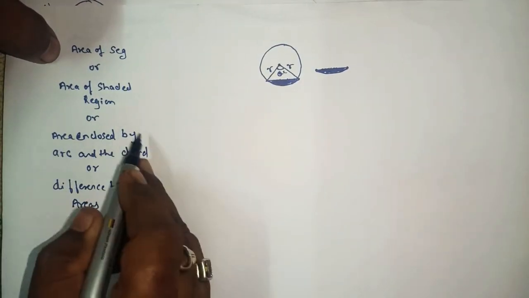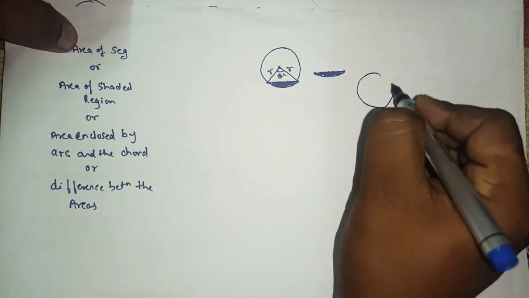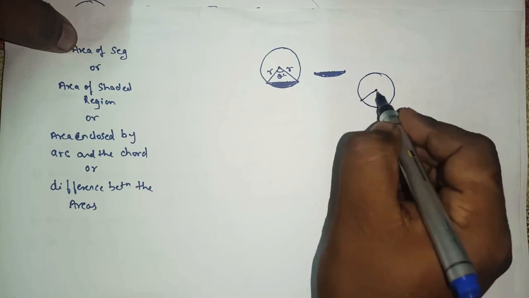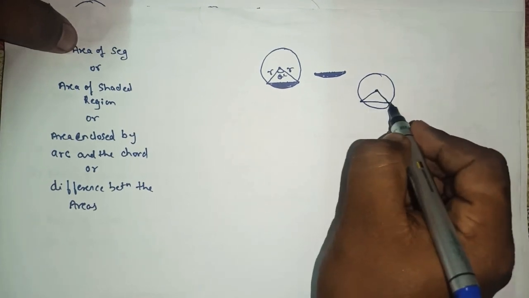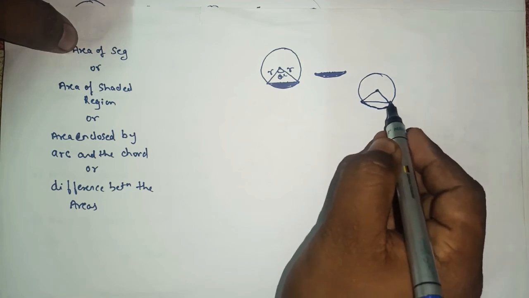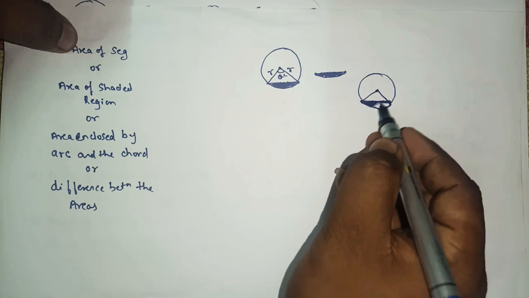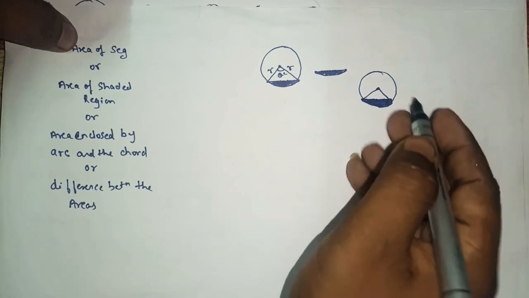Area enclosed by the arc and the chord. So here we know that the area which is enclosed by the arc, this is the arc, this is the chord. So the area which is enclosed is this part. So indirectly or directly we can say it is the segment only.